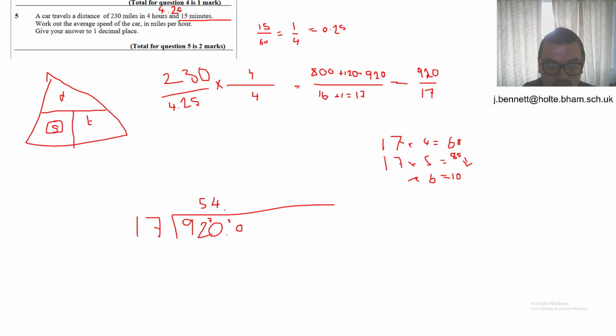How many 17s go into 20? 1. Remainder 3. How many 17s go into 30? 1. Remainder 13. And this will go on forever. We can keep doing that, but we're going to stop here because it says give your answer to one decimal place. The 1, we round that down so it doesn't change. Here's our answer.